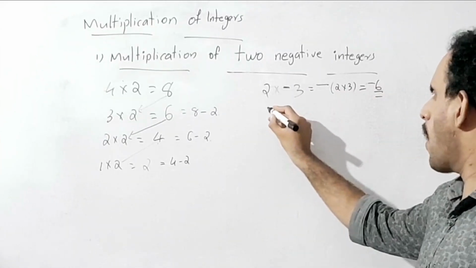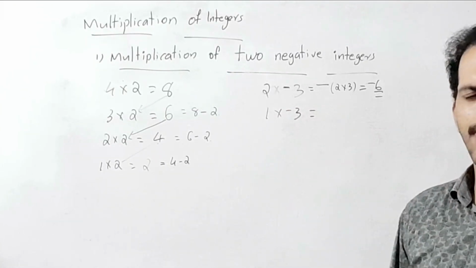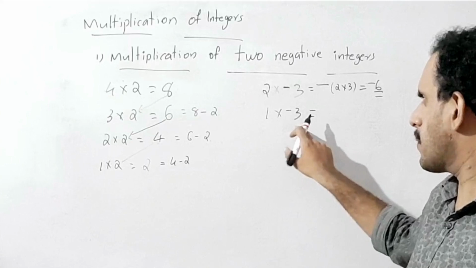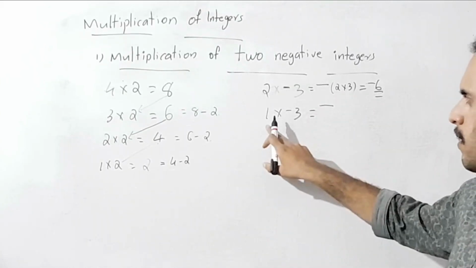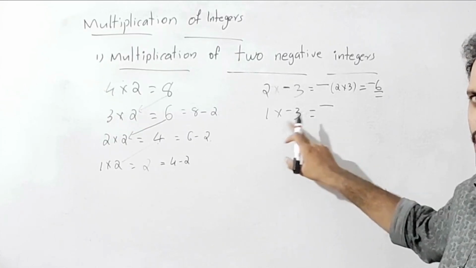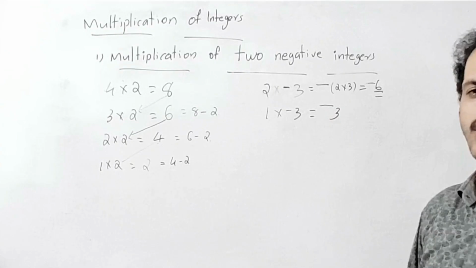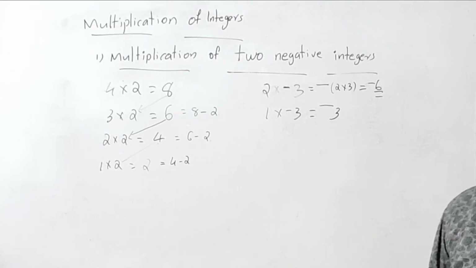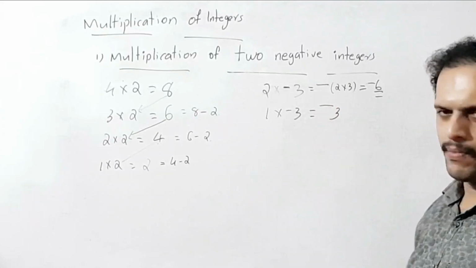Then 1 into minus 3. What is 1 into minus 3? One is positive, one is negative, so the answer is negative. 1 into minus 3 is equal to minus of 1 into 3. What is 1 into 3? 3. So 1 into minus 3 is equal to minus 3. Correct?